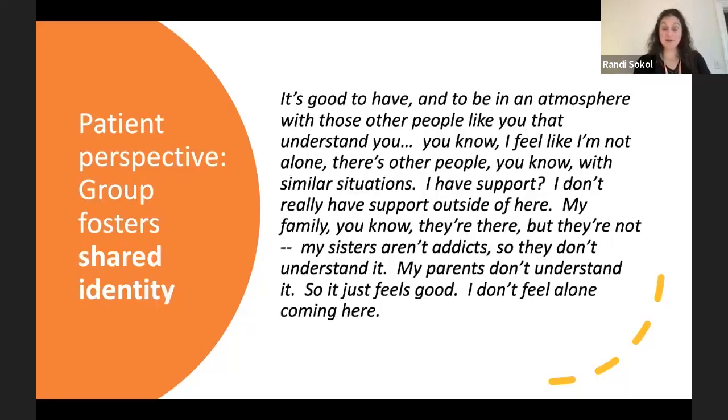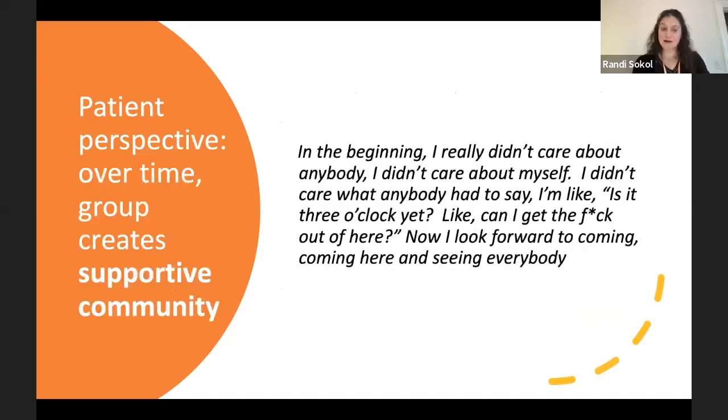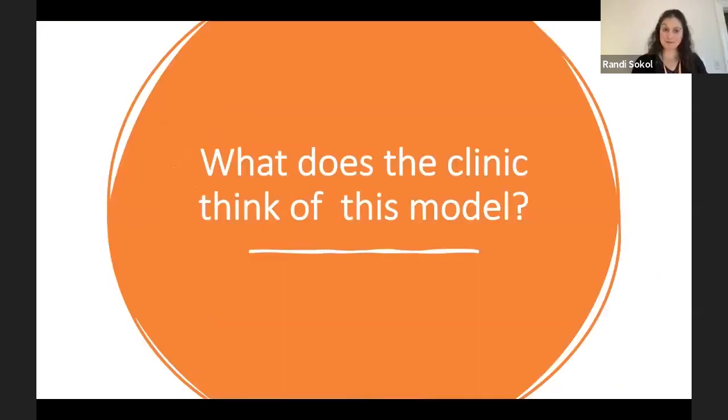Patients say that it helps them develop a shared identity. I will let you read this on your own time, but again, they're connecting with people who are like them. And they feel like they have a supportive community. It makes them feel like, yeah, this is a place where I can come, I feel safe, and everybody is similar to me. What does the clinic think of this model?